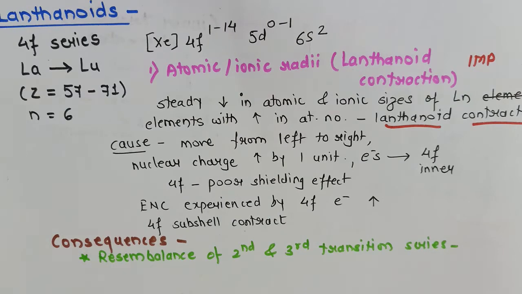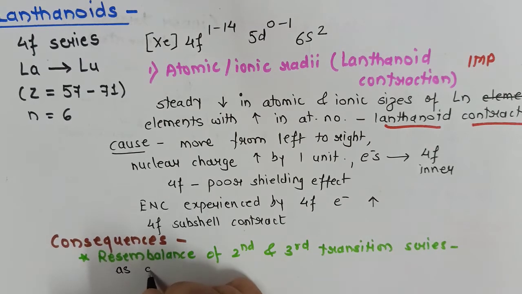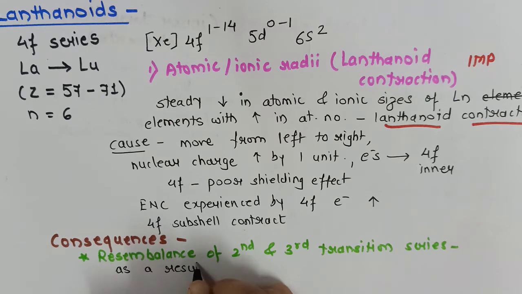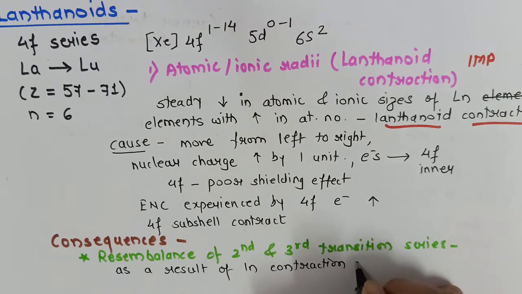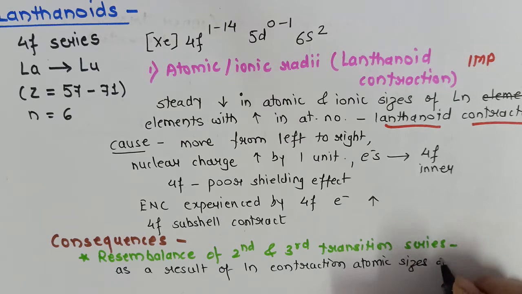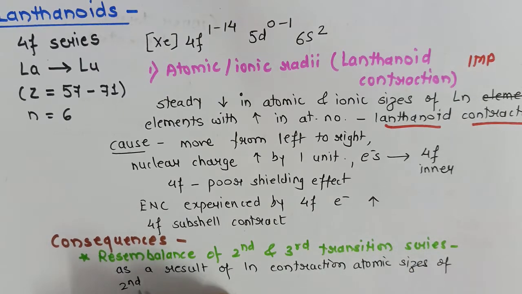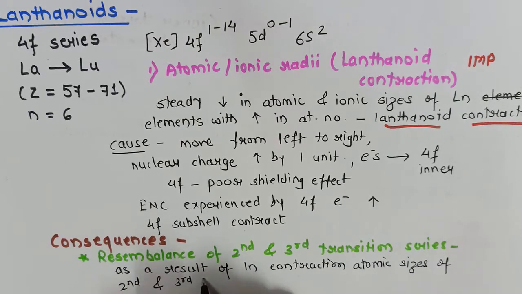So what are the consequences of this lanthanoid contraction? The very first is the resemblance of second and third transition elements. As a result of lanthanoid contraction, the atomic sizes of the second and third transition series become almost similar.